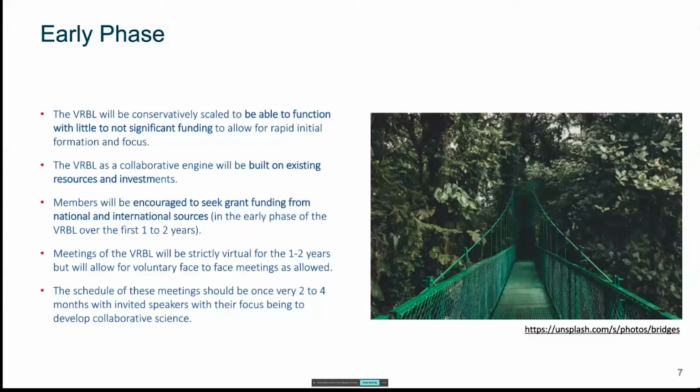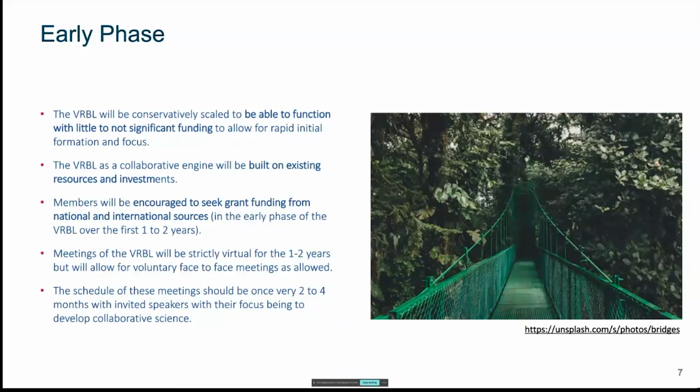So what governmental agencies want to do is we want to see established relationships and collaborations. You don't want the money to drive things. You want the science to drive the funding, not the funding to drive the science. So it's very important that people realize from the beginning the funding isn't necessarily going to be enormous. It's designed to initiate, but not to control and or establish. So it's a collaborative engine built on existing resources and investments.